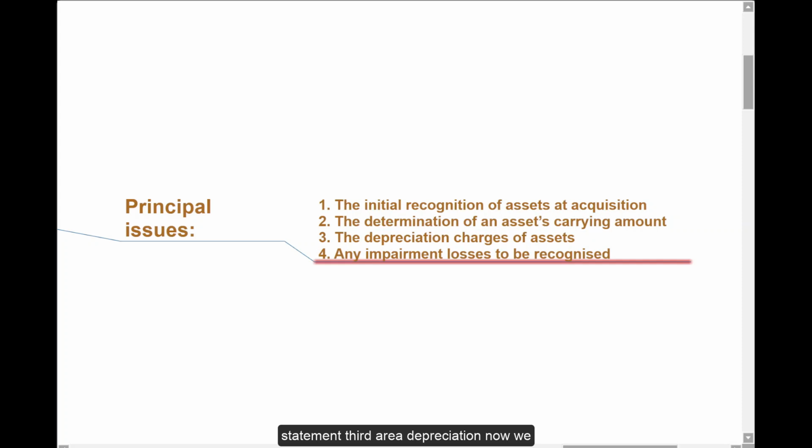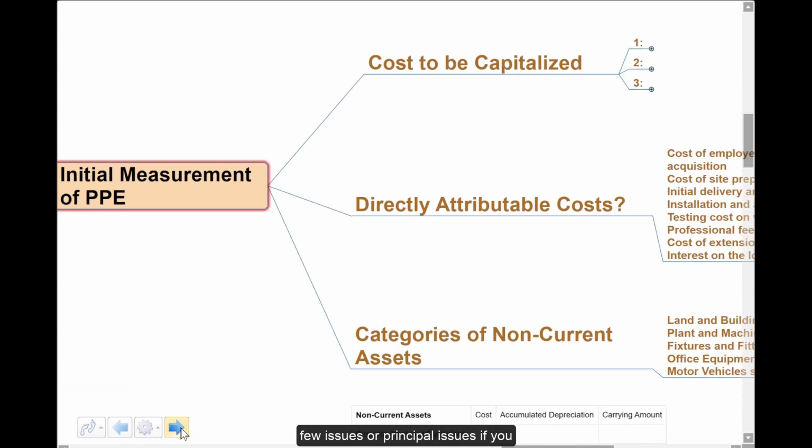Third area, depreciation. Now we know that, I guess, depreciation is an allowance for fall in value, wear and tear, or indeed use. Fourth area, impairment losses to be recognized. In other words, some fall in value of the asset for whatever reason. Now, if we understand that a given asset's value has fallen dramatically, then obviously in line with being prudent and careful as we need to be as financial accountants, we've got to reflect that in the accounts. So we've got to adjust for that issue. So quite a few issues, or principal issues, if you will.